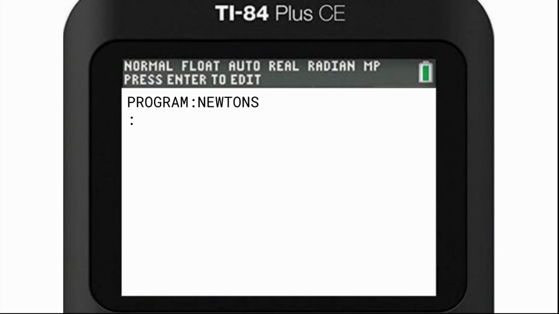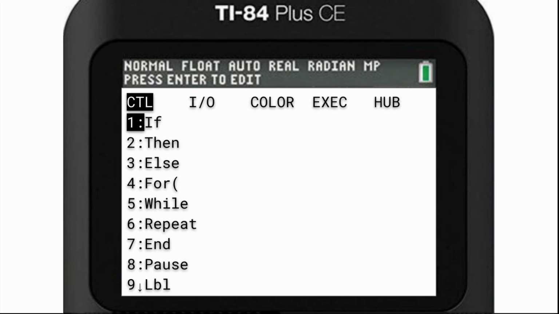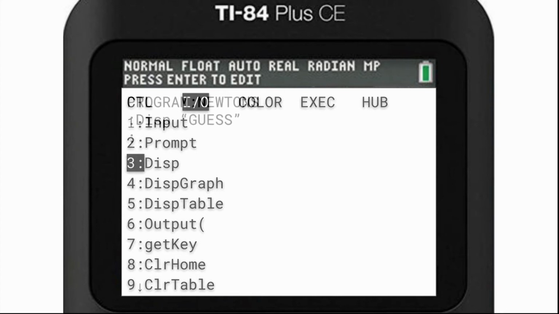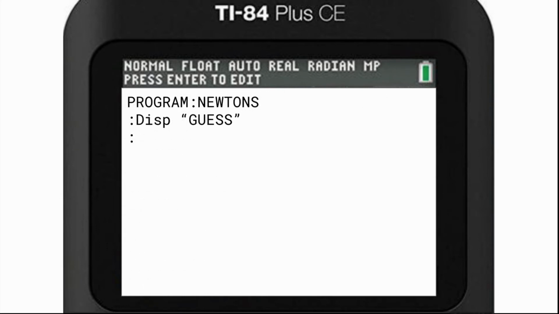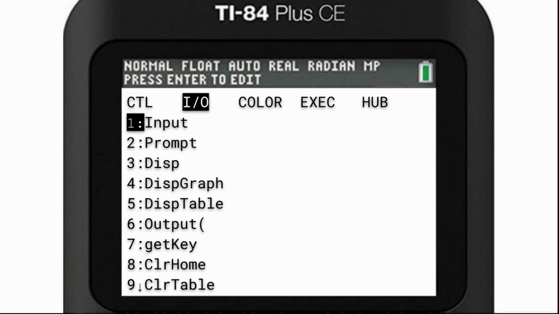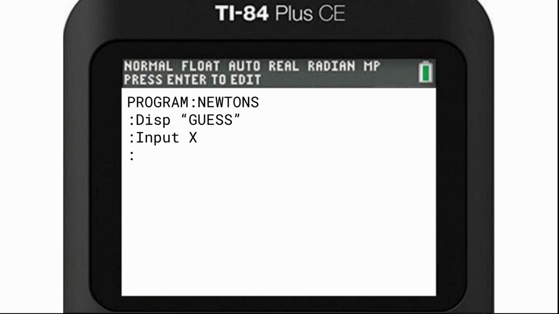On your calculator, press Program, scroll to I/O, and the third one down will say Display. Insert Display, and then in quotations, you can type the word guess. Enter. Again, pressing Program, going to I/O, this time pressing the first one, which is Input, then X. Again, enter.